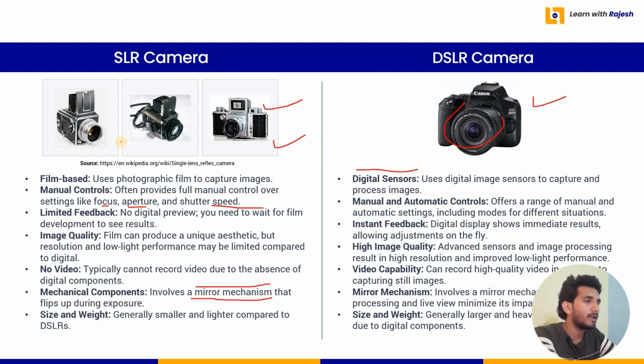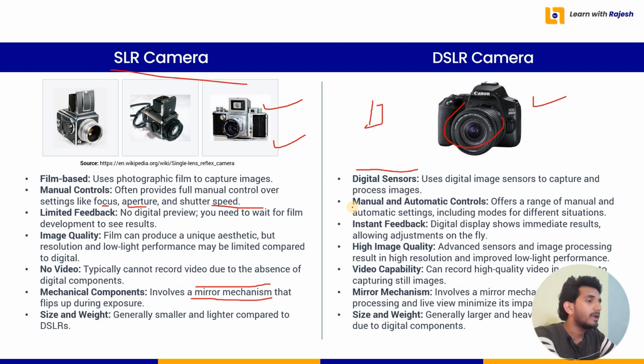And in the DSLR you will see there is a digital sensor. This is the main big factor which replaced the SLR with the DSLR. Here you will see there is a digital sensor, and there it is film based. So yes, it uses digital image sensors to capture and process images. Here you will not use any reel or film.